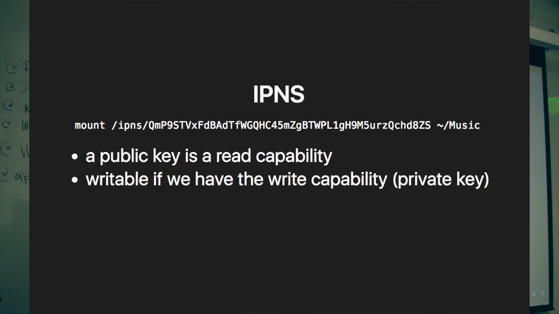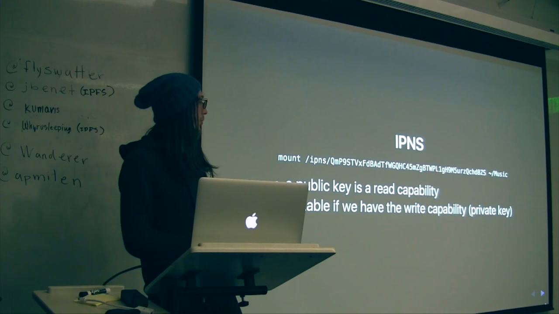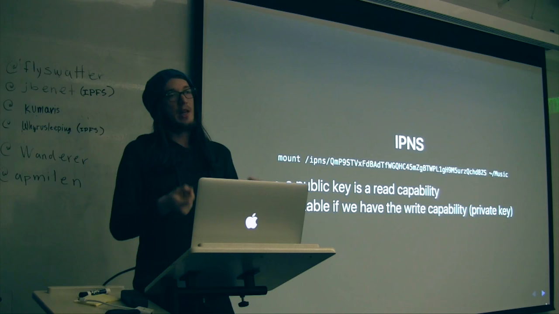If I have just a public key, I can mount it and get all updates. So I can mount Mavis's music folder to my music directory and get all the new music files he puts in there. But if I have the private key, that should mount as not only readable but writable. And then whenever I write to that directory or change it, the new state root gets published.